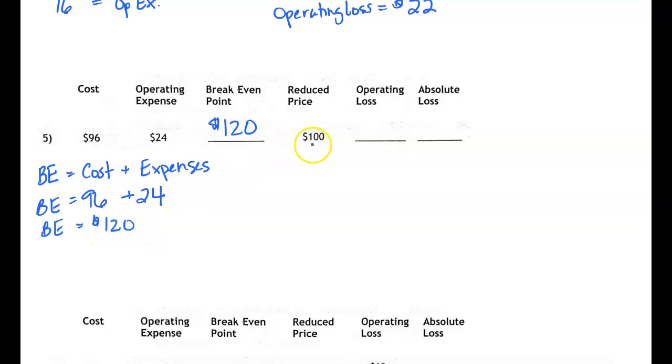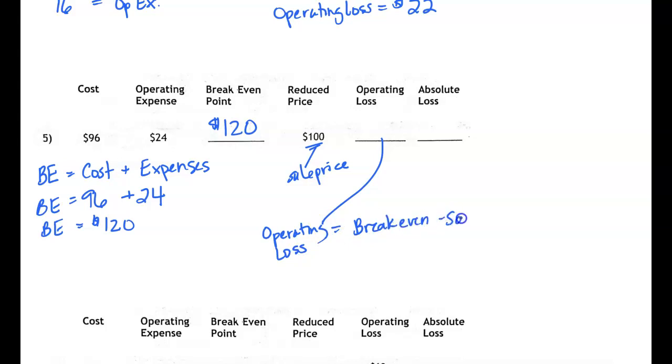Okay. They sold the item for $100. This is the sale price. So there is an operating loss. The operating loss is the difference of the break-even point and the sale price. Our break-even was $120. However, it was sold for $100. So they're losing $20, and those $20 are partly for the expenses.